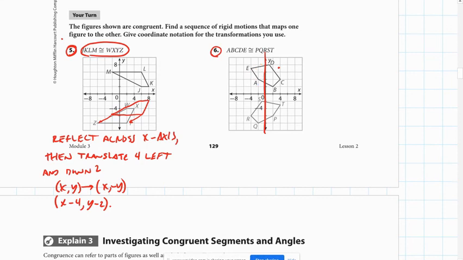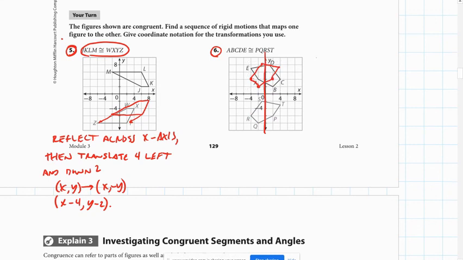Okay, let me start over. B prime goes there. Oh, I think it was A prime that I was missing. Okay, C went over to here, and E went there, and D went there. Okay, now I have all 5 points. And so now if I take that figure and slide it down here, it matches exactly. And so that's just a translation after that.